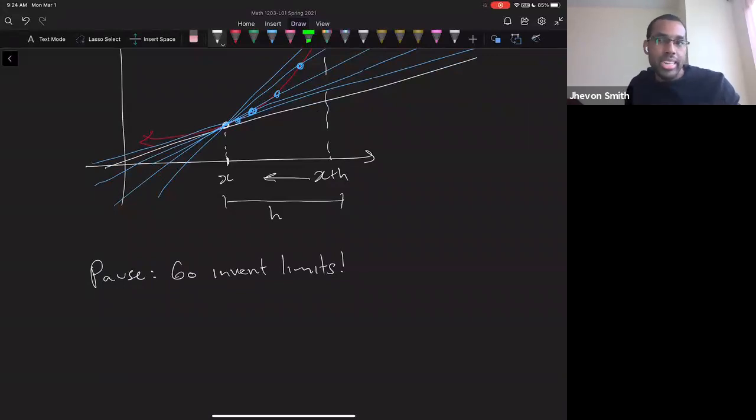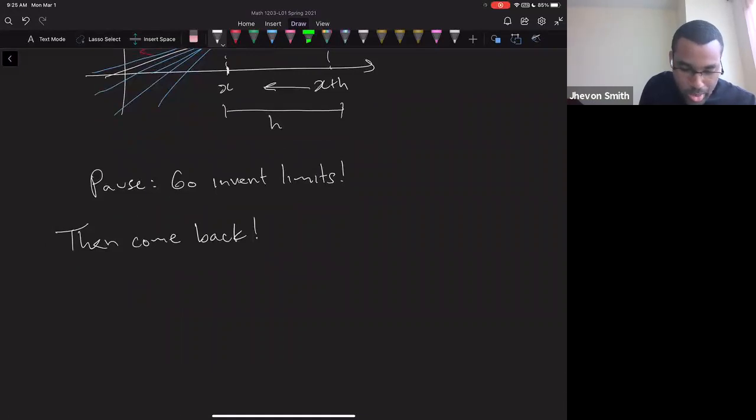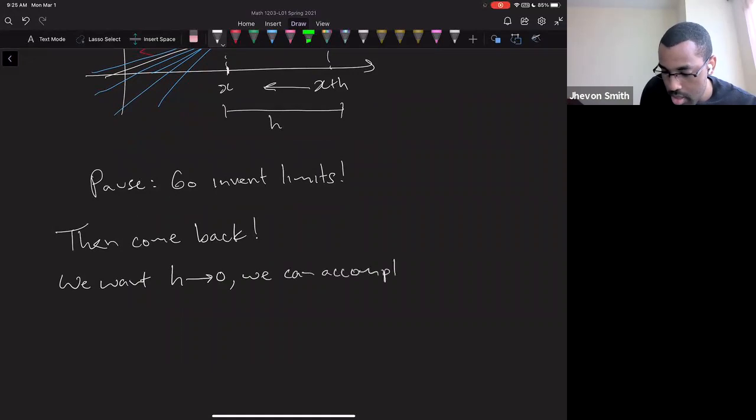You're like, what does it mean to actually get close to something? What does it really mean? The limit tells you what that really means. So you want this point to get close to that point. How do I do that? You go invent limits and then you come back. And so what we can do is we want h to approach 0. We can accomplish this with limits.